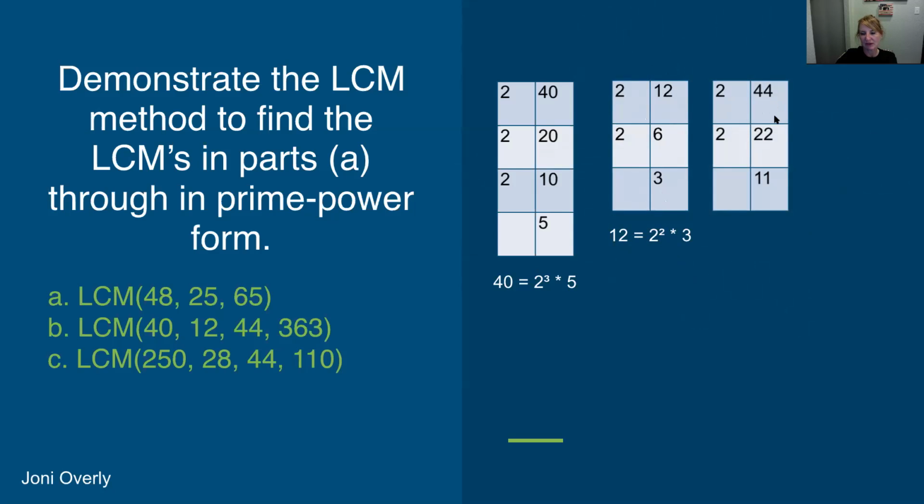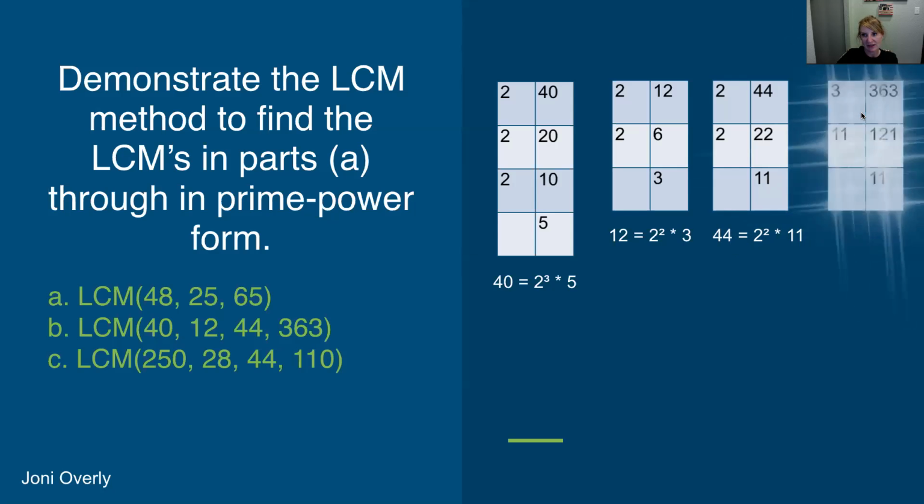44 divided by 2 is 22. Divided by 2 is 11. So 44 equals 2 squared times 11. And 363 divided by 3 is going to be 121. 121 divided by 11 will get you 11. So the next one is 363 equals 3 times 11 squared.